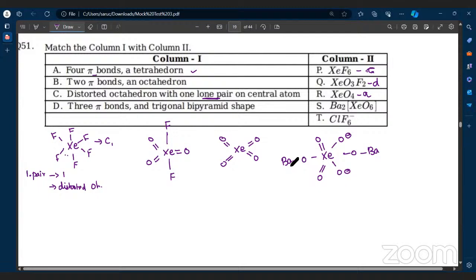Okay, so what is the correct match over here? 1, 2, 3, 4, 5, 6, 7. It's done with the operator. Now, what is the correct match? B. D.